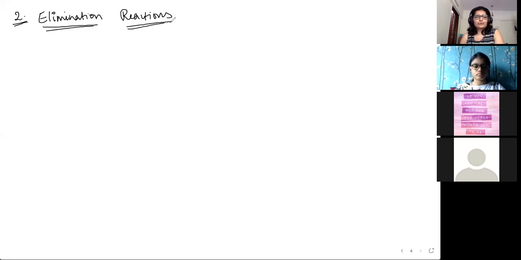Cool. Now comes the second reaction, elimination reactions. If you look at the word, there's something getting eliminated. So this involves removal of a small molecule.